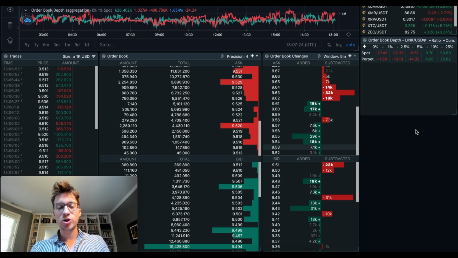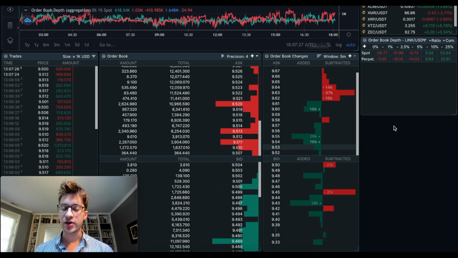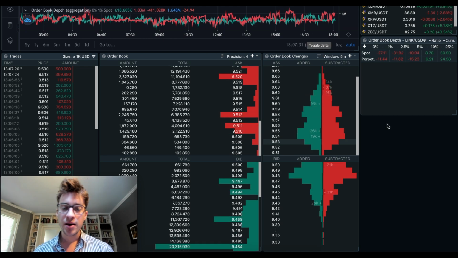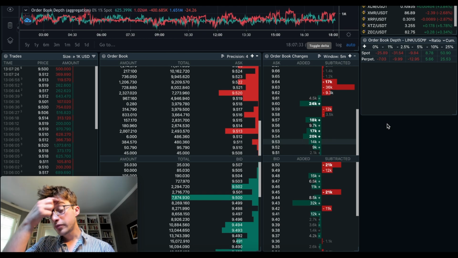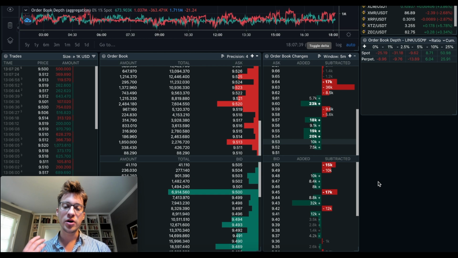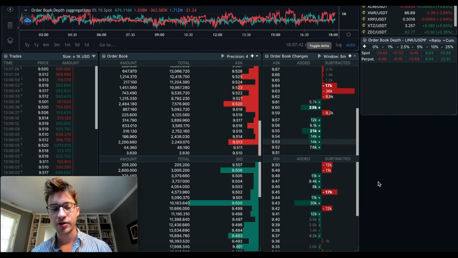So what order book changes represent is a delta. The typical showing of it is this, which I don't love. This just isn't that helpful to me at all. But delta shows me, of the offers here, limit sell orders, and the bids here, limit buy orders, is there more buying liquidity or selling liquidity being added to the order book?